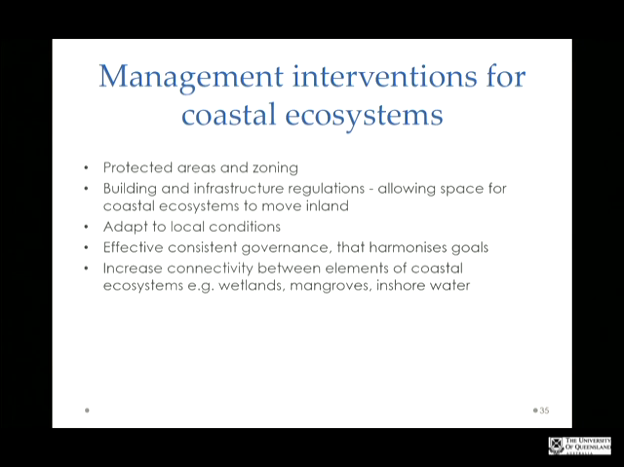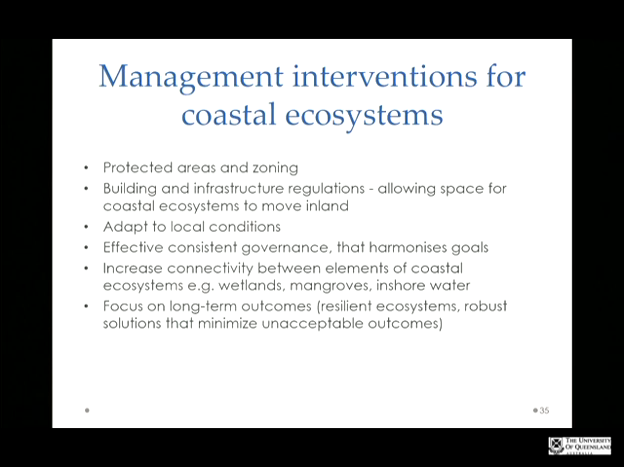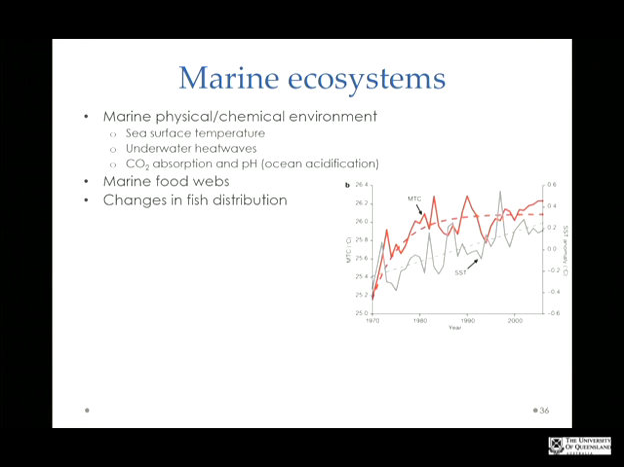So we need better connectivity and basically working out what you want in the long term and accepting there'll be changes along the way that may not necessarily follow your plan. And again, tackle climate change. All right, so now we get onto this fish.